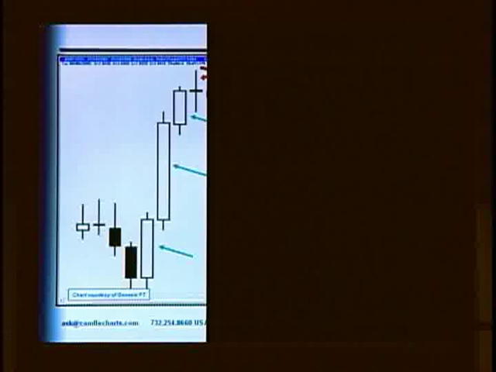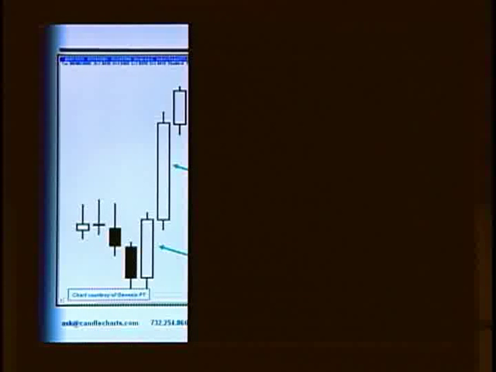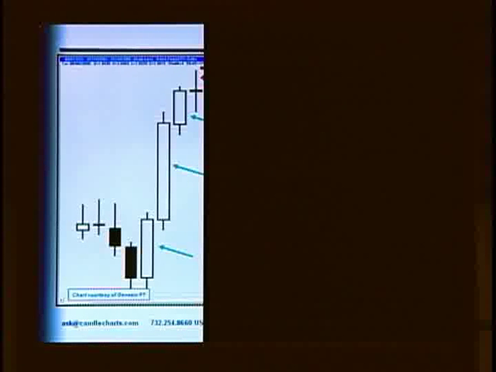By being neutral, the odds of the turn have increased, but they're not 100%. To me, the odds of a turn are lower here than they would be over here. Technical analysis, when using technicals, we're really trying to get the probabilities on our side. It's never going to be 100%.